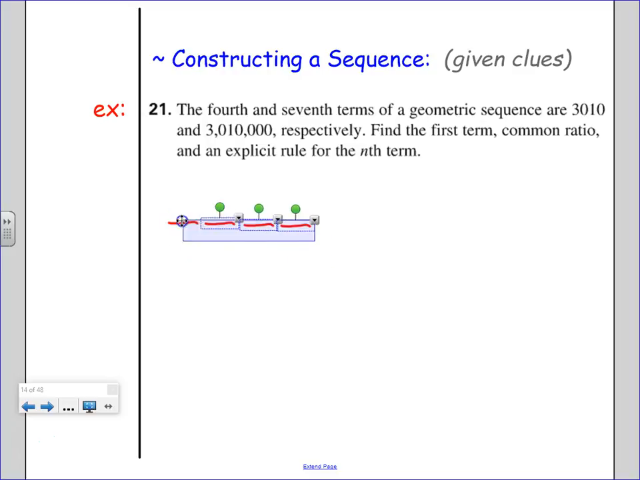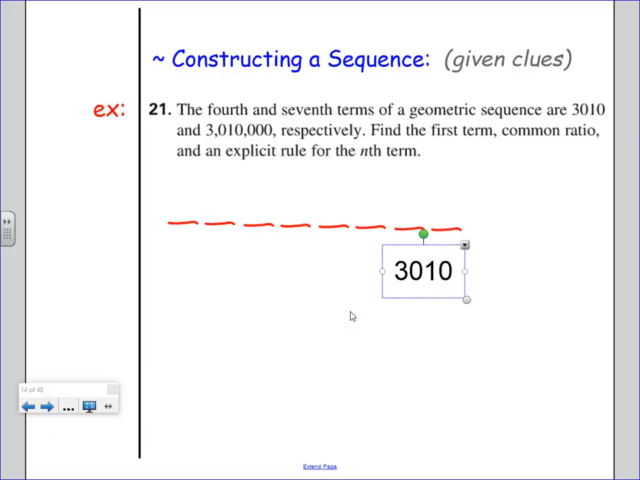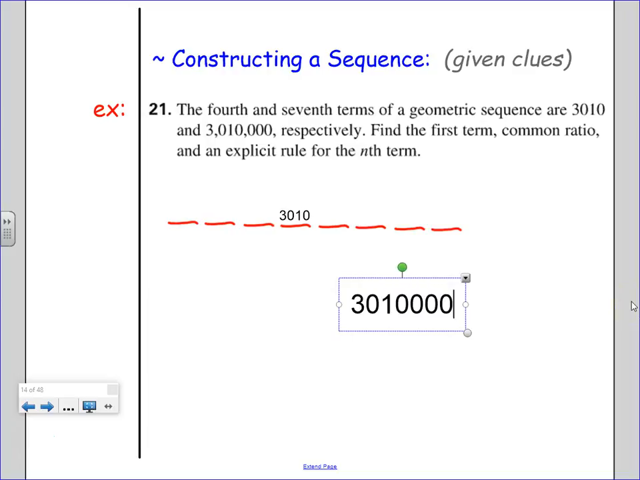Ooh, exponential. Ta-da. Okay. So what do we have? 3010. And he's the 4th one, right? And then we have the 7th one?